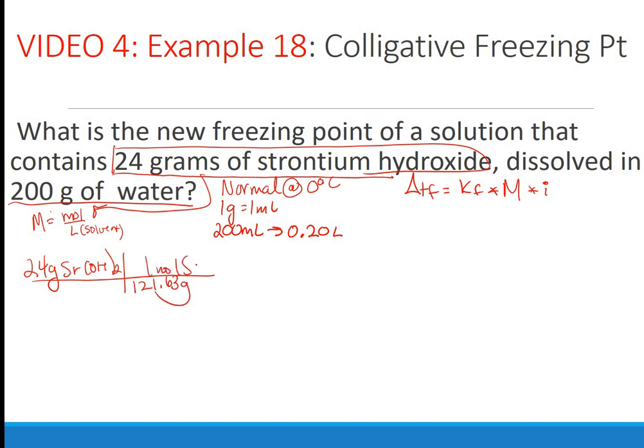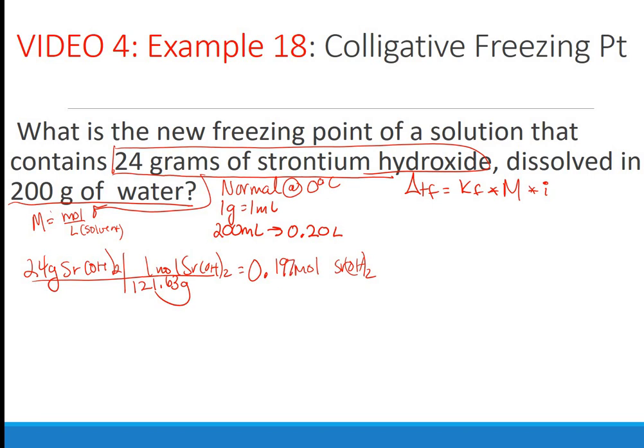And we have 1 mole of strontium hydroxide. Calculate that out and we get 0.019 moles of Sr(OH)2. All right, so now we have our moles and we have our grams. So we're going to plug them into where it goes.